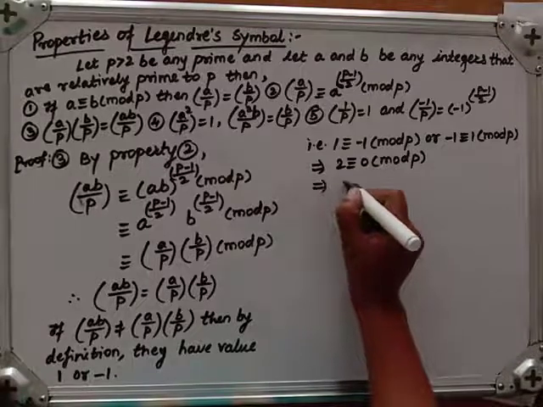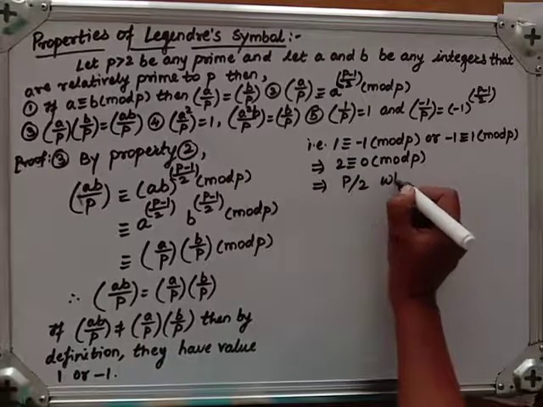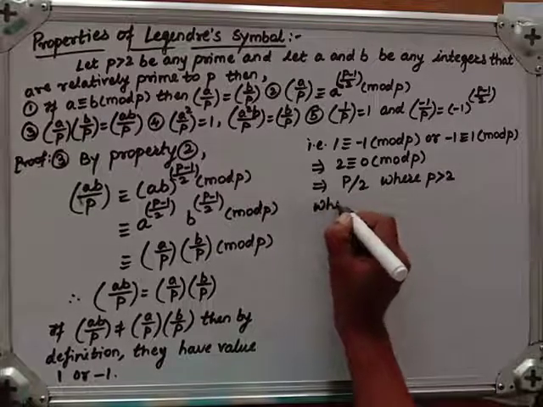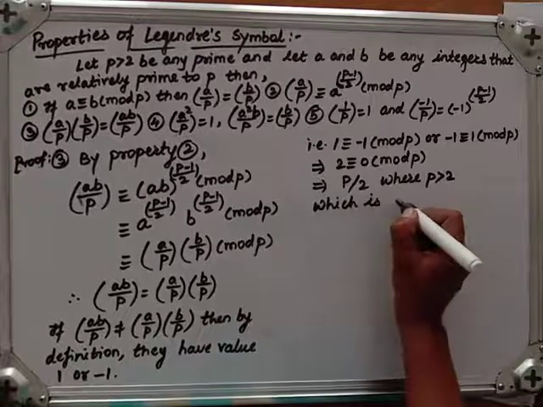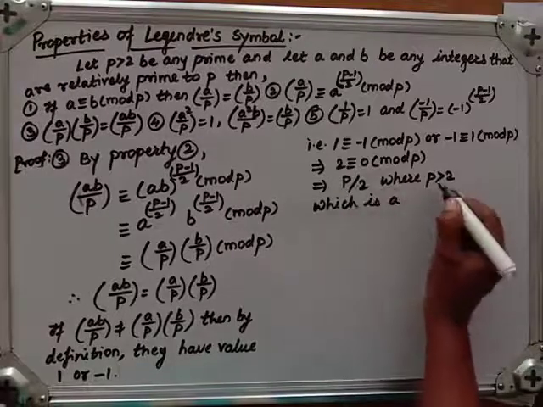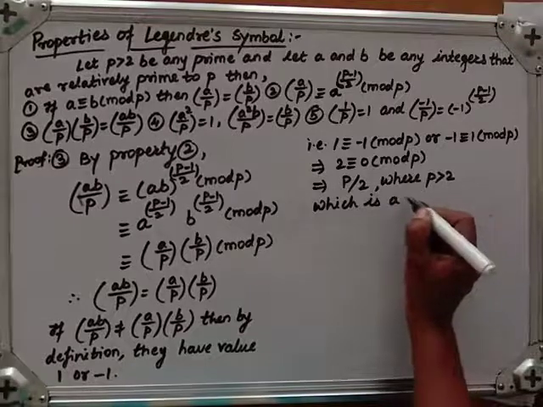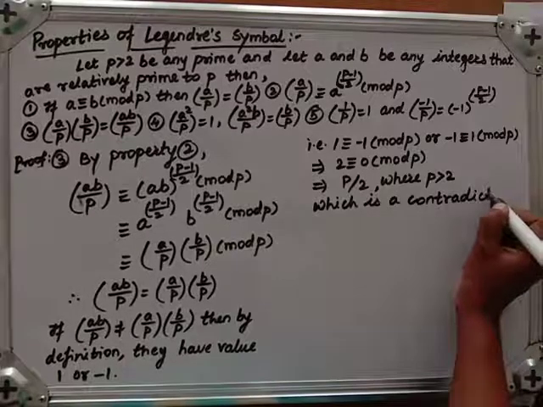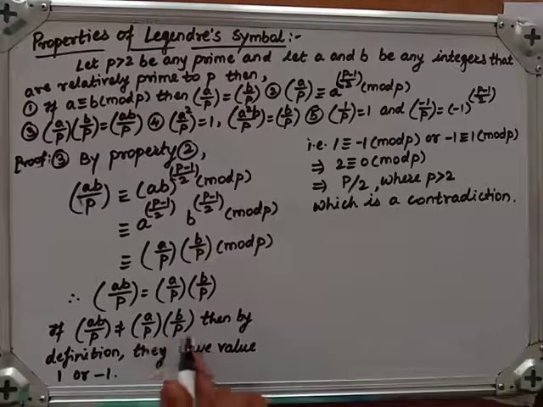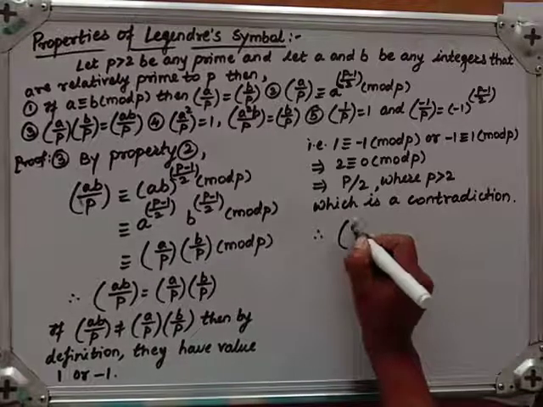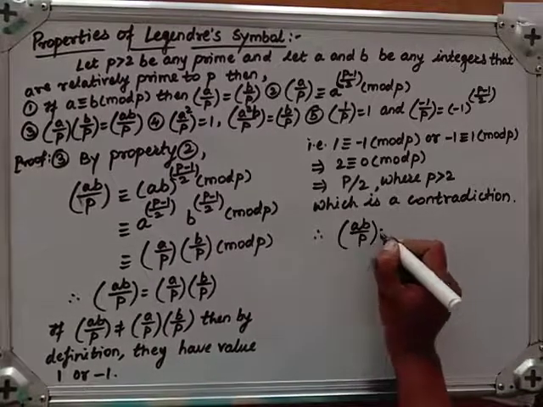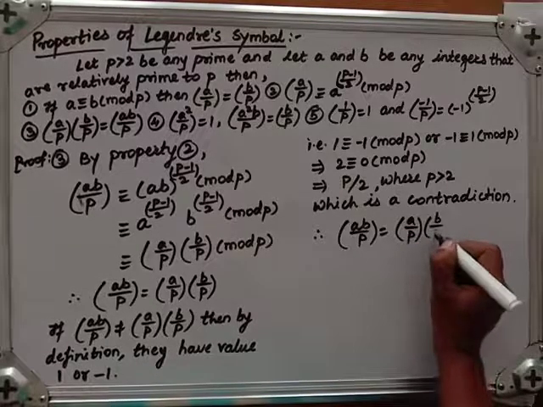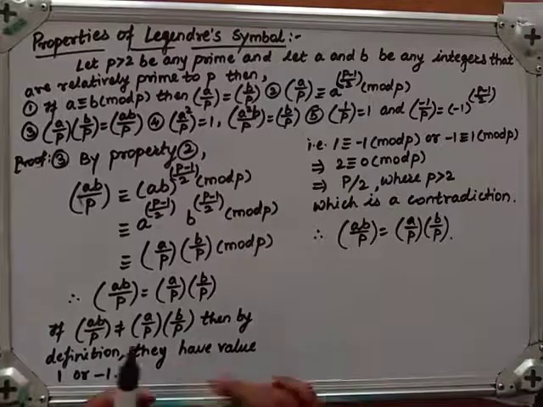This implies p divides 2, where p is greater than 2, which is a contradiction. It is not possible that p divides 2 where p is greater than 2. So why does this contradiction occur? Because of our wrong assumption. Therefore, Legendre symbol of ab by p is the same as Legendre symbol of a by p times Legendre symbol of b by p. This is the proof of the third one.